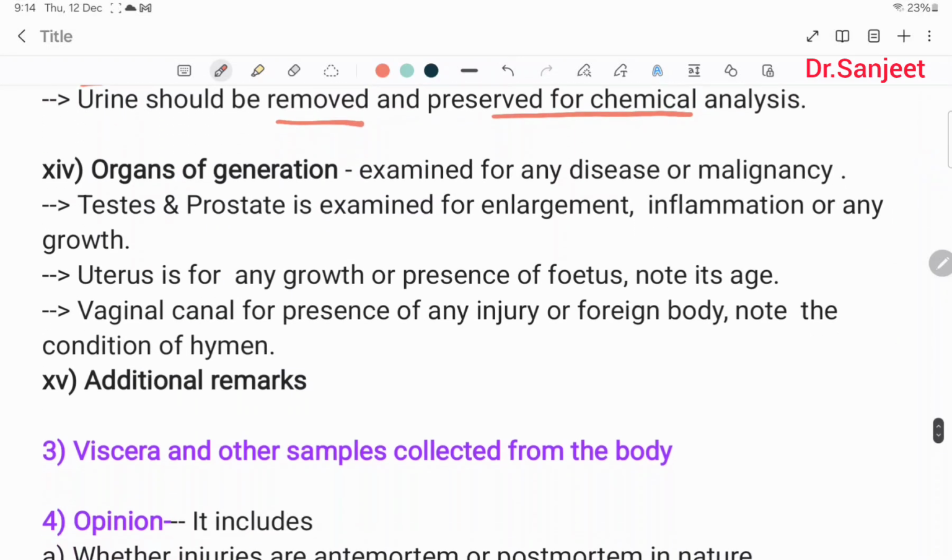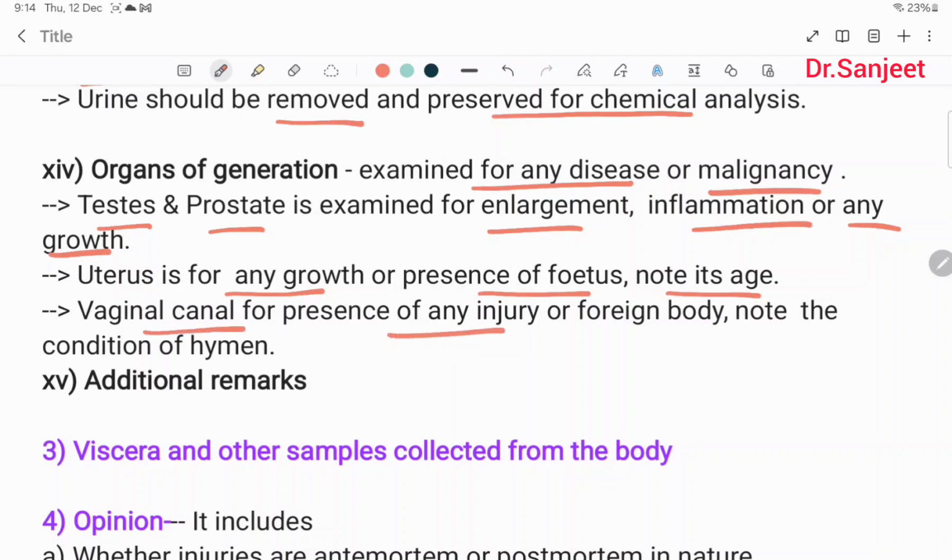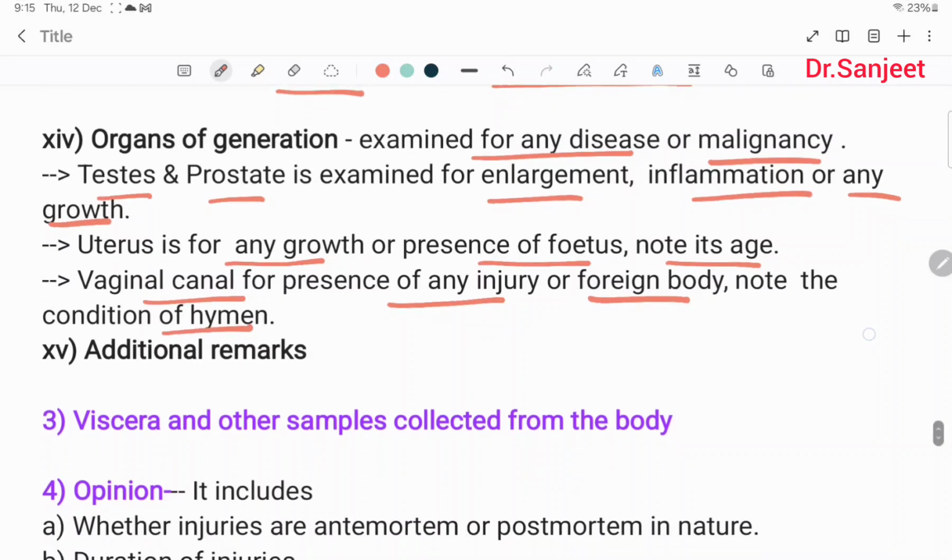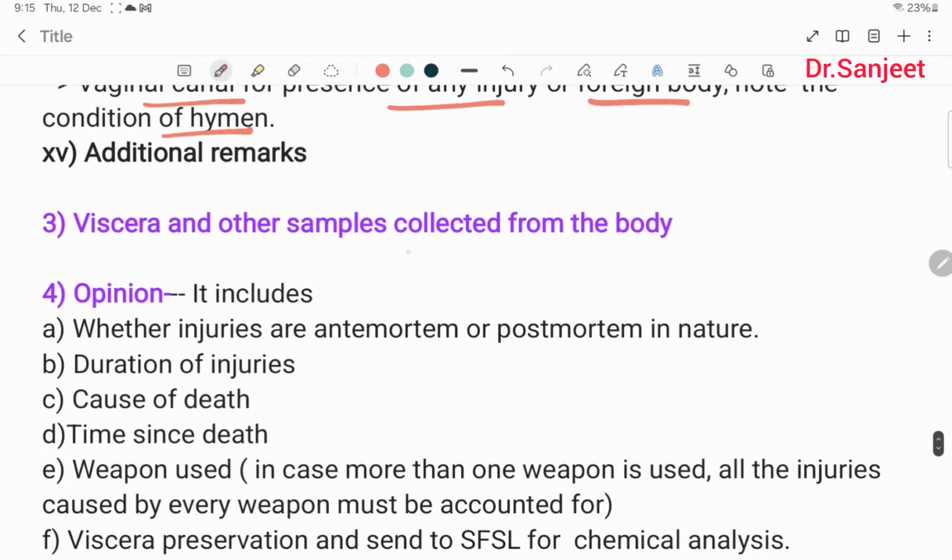Then organs of generation, examine for any disease or malignancy. Testes and prostate, examine for enlargement, inflammation or any growth. Uterus for any growth, presence of fetus, note its age. Vaginal canal for the presence of any injuries or foreign body, note the condition of hymen. Additional marks. Viscera and other samples collected from the body.